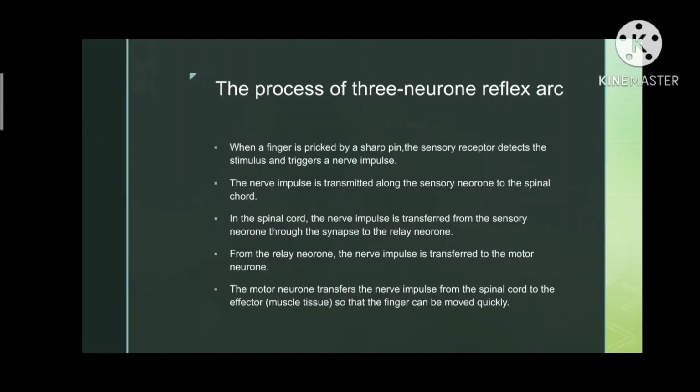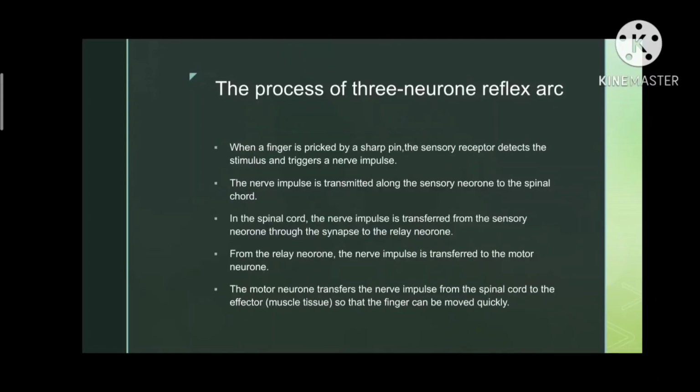I will now explain the picture. When a finger is pricked by a sharp pin, the sensory receptor detects the stimulus and triggers a nerve impulse. The nerve impulse is transmitted along the sensory neuron to the spinal cord. In the spinal cord, the nerve impulse is transferred from the sensory neuron through the synapse to the relay neuron. From the relay neuron, the nerve impulse is transferred to the motor neuron.